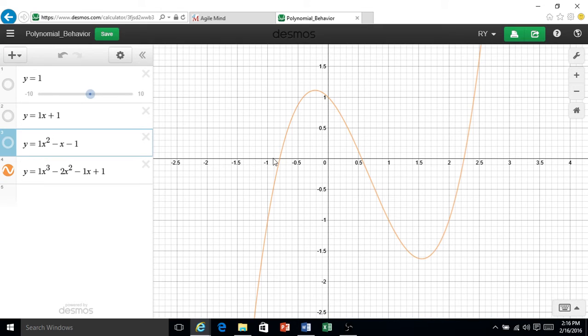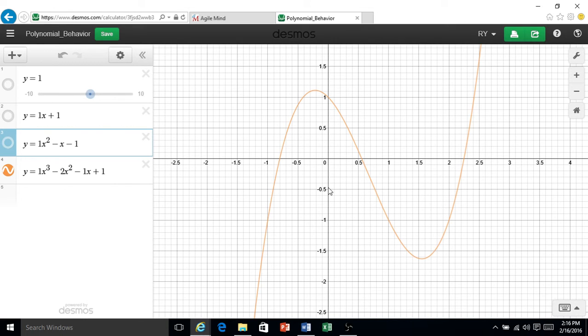So the number of roots, or the number of times the graph crosses the x-axis, equals the order of the polynomial. This is a third order polynomial. This is a second order polynomial. This is a first order polynomial. And the number of times that it crosses the x-axis equals the order of the polynomial.